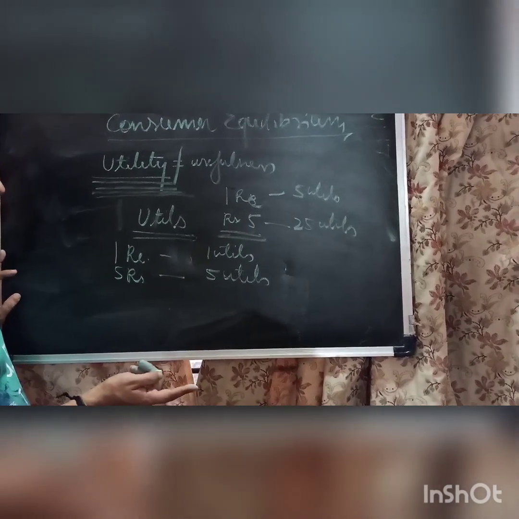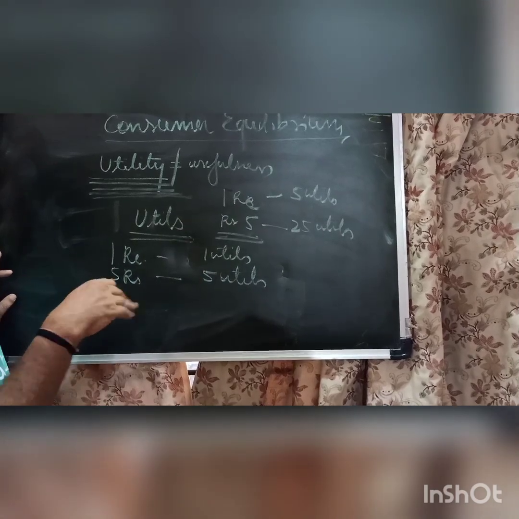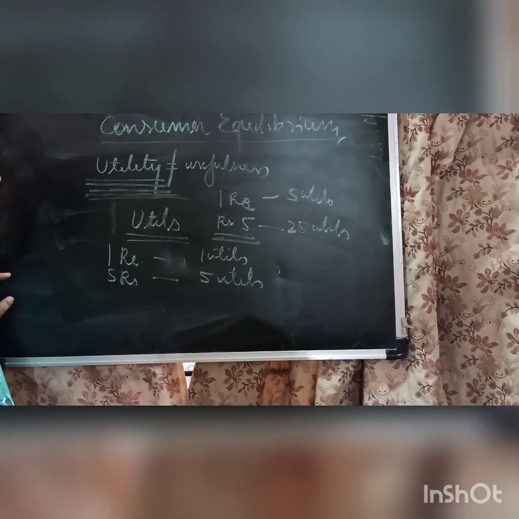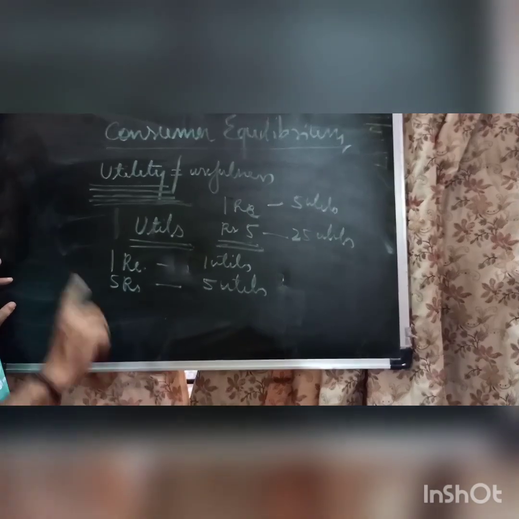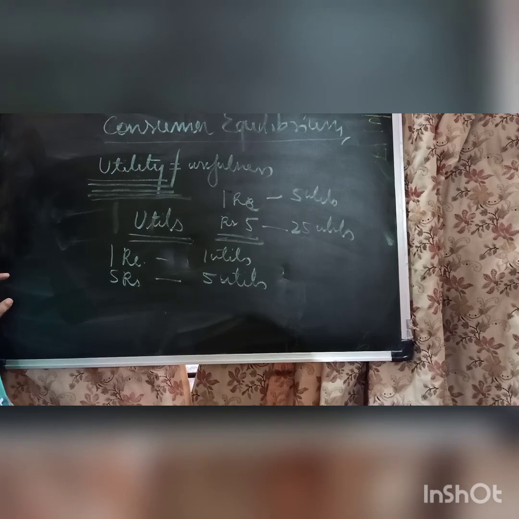Another ice cream may be costing rupees 10 and 1 rupee may have 2 utils, 1 rupee may have 5 utils, 1 rupee may have 7 utils. Accordingly, the utils of consumption is measured. Understood what the util is?